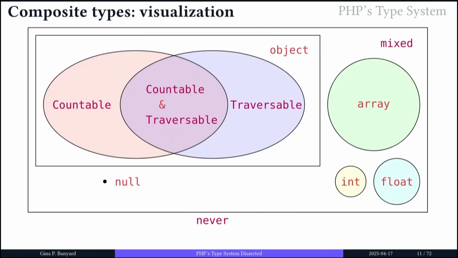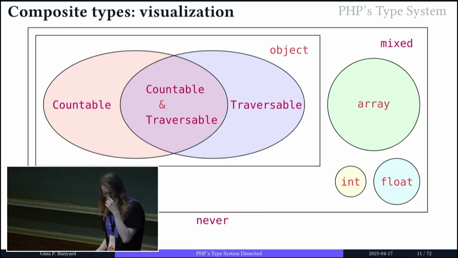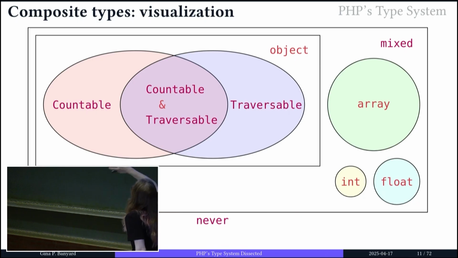So this is a way to visualize how the type system universe looks. You have the big block mixed, where all the types live. You have null, which is its single element. You have your different sizes, where you have many arrays. You have many ints, but it's smaller. And then in objects, you have countable and traversable.